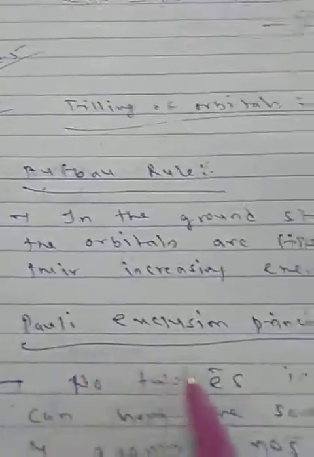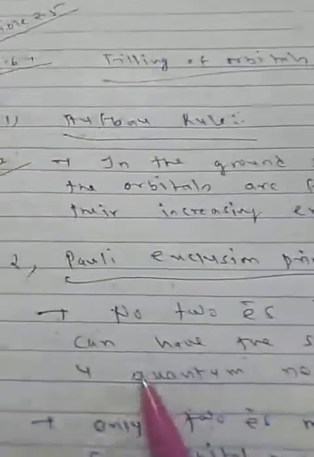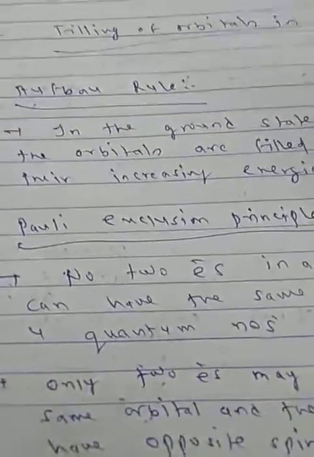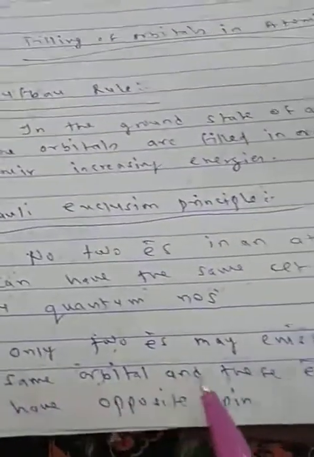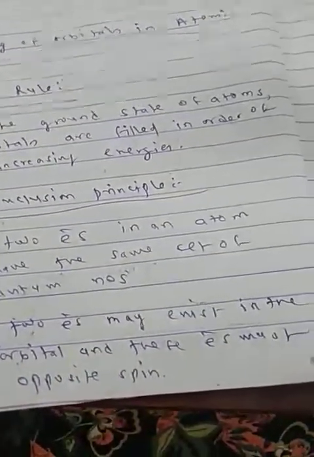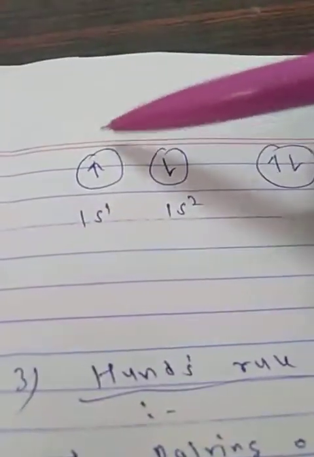Next, Pauli's exclusion principle. No two electrons in an atom can have the same set of four quantum numbers. Earlier I taught you the four quantum numbers. So only two electrons may exist in the same orbital, and these electrons must have opposite spin. I will show you with one diagram.